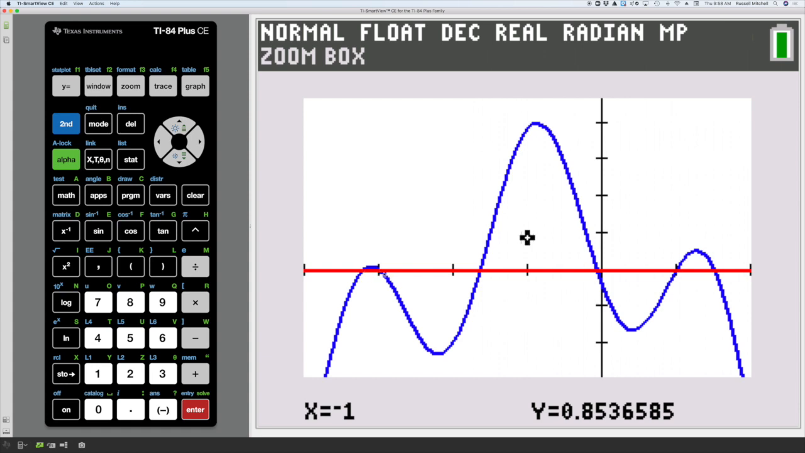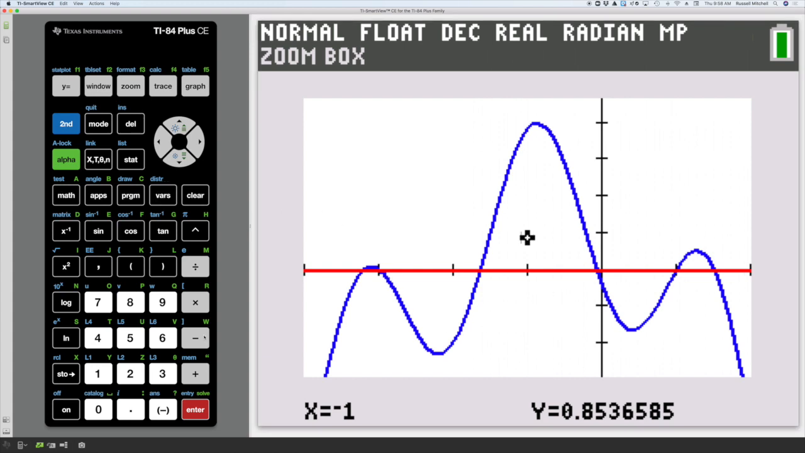This would be a relative maximum. This would be a relative minimum. This would be a relative maximum. This would be a relative minimum. And then this would be a relative maximum, okay? All right, so let's go back and let's answer this. So there were 6 of them, right?